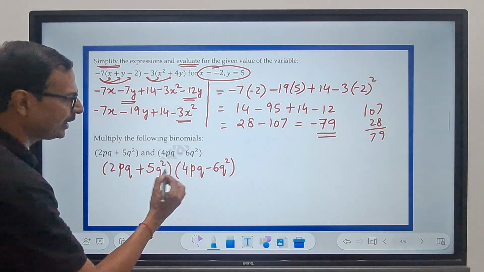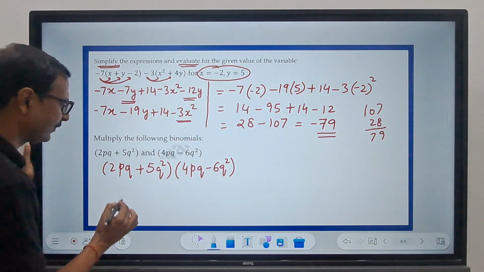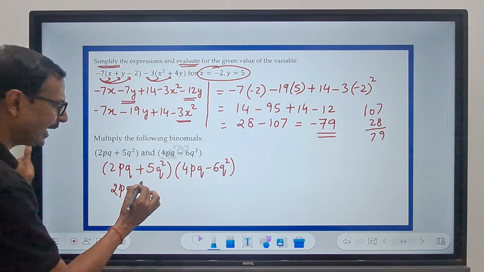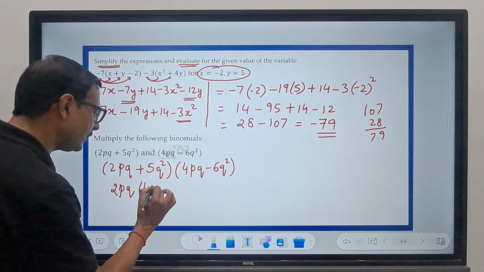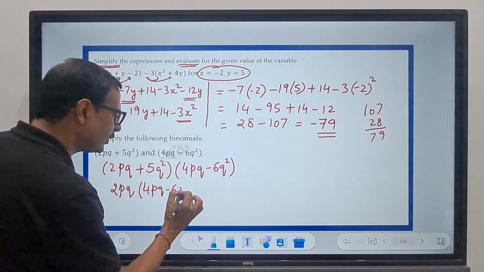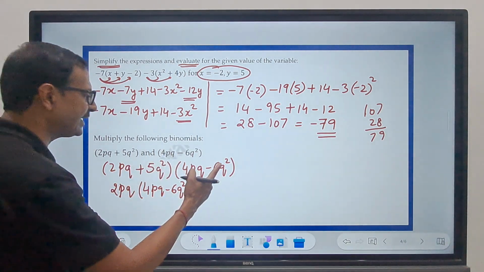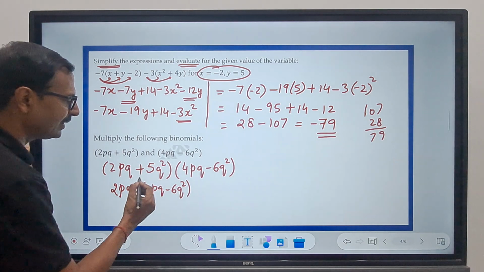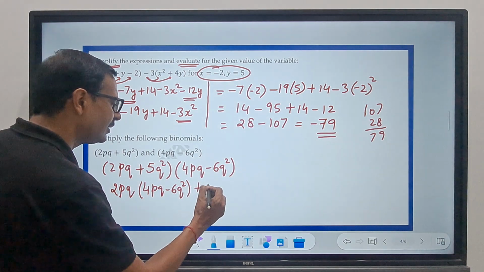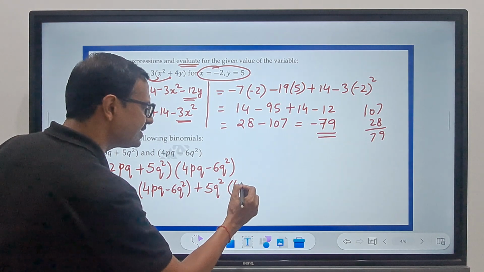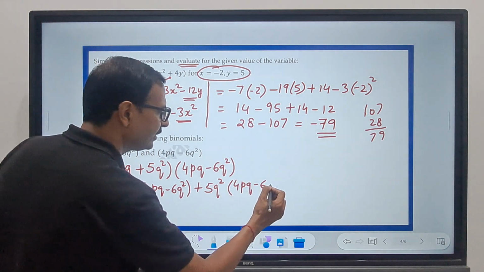Here we have a binomial and here also we have a binomial. Take the first term here, 2pq, and write the second bracket, 4pq minus 6q square, without any change with this. So I have to multiply the first term here with the entire bracket here. Then the next part is plus 5q square. For this also you have to write the complete second bracket like this.